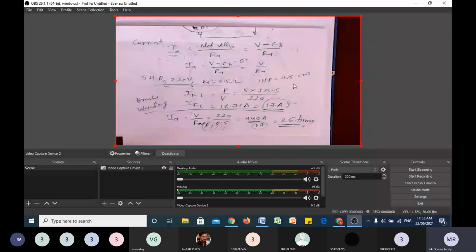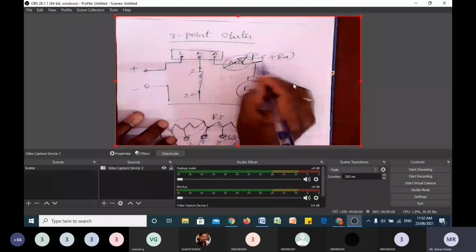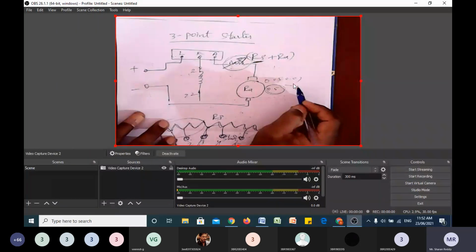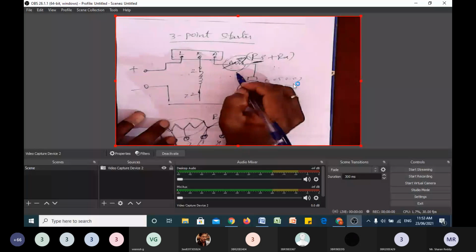If you're not connecting an additional resistance, extra resistance RS, it will take that much, because Ra is very negligible, 0.05, 0.01, something like that. It cannot limit the high starting current. We need an extra resistance of high value in series only at the time of starting. The moment it starts running, there is no need of the starter, you can remove it. Is it clear now?